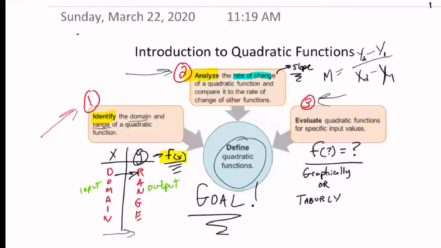And number 3, how we are going to define quadratic functions is we are going to evaluate. We are going to evaluate quadratic functions for a specific input value. So when they give us the x, we will find the y. What's another word for y? F of x.